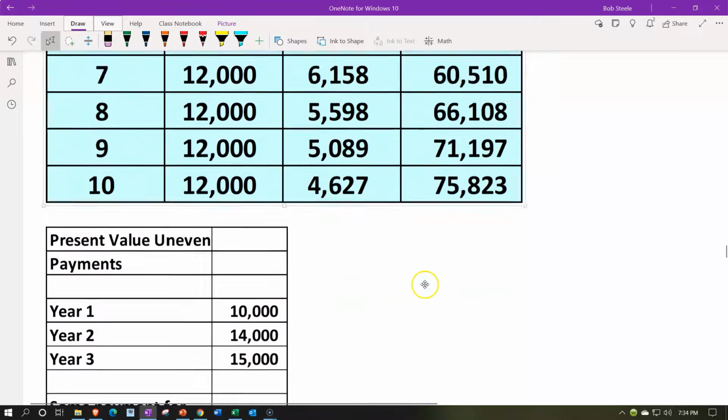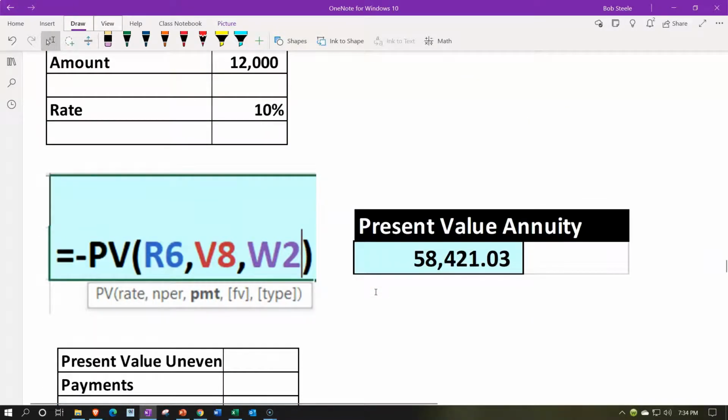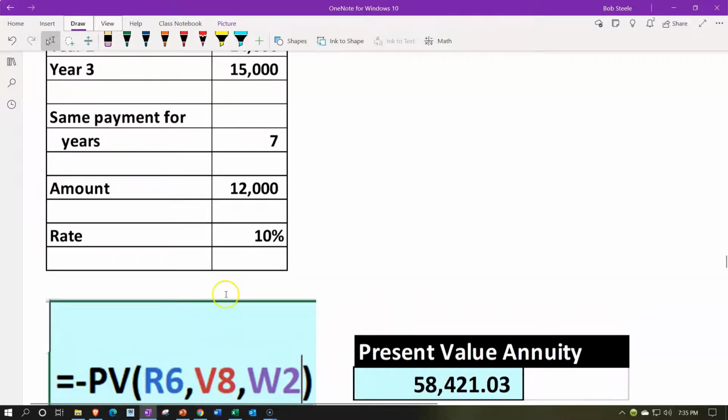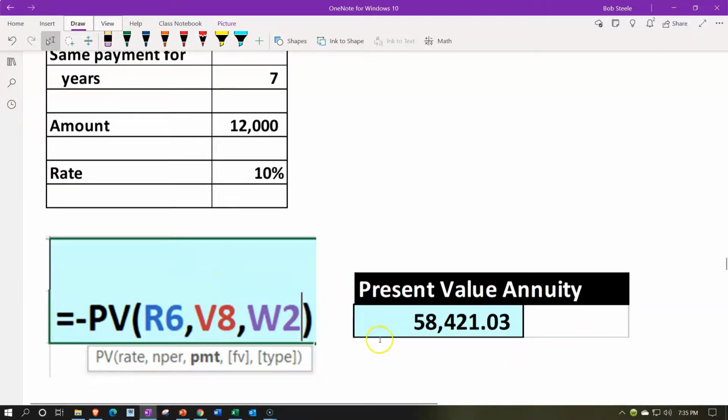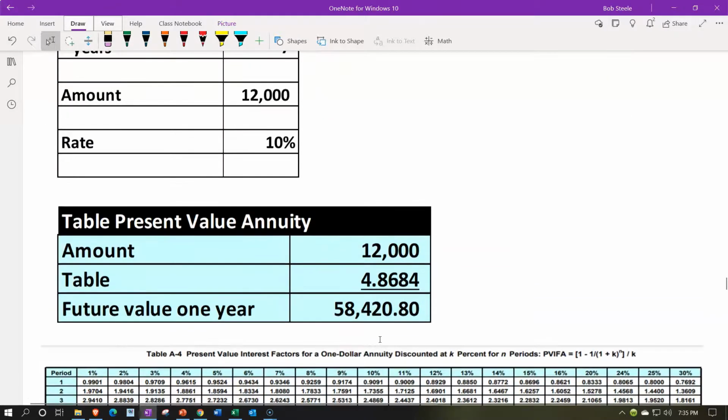But in any case, let's keep on going down here. We can use, of course, the formula to do that annuity calculation, which would be the present value of the rate, 10%. Number of periods would be the 7. And then the payment is going to be, we're using the payment this time because this is an annuity, which would be that 12,000. And that would once again give us the 58,421.03, bringing us back to the first point of that annuity, which we would then need to use a present value of 1 to bring back, and that's our final step to bring it back.